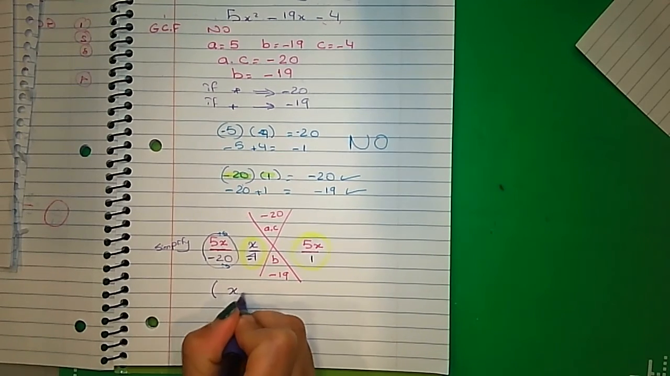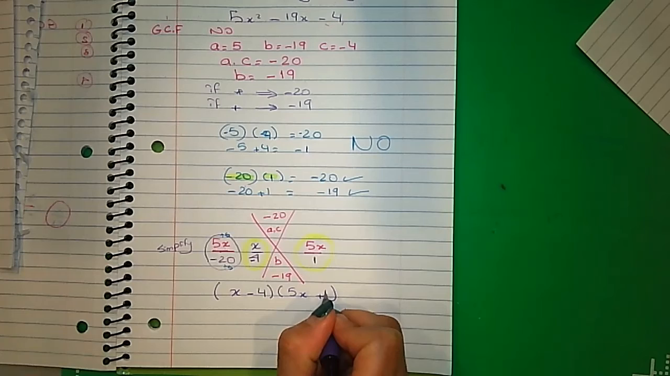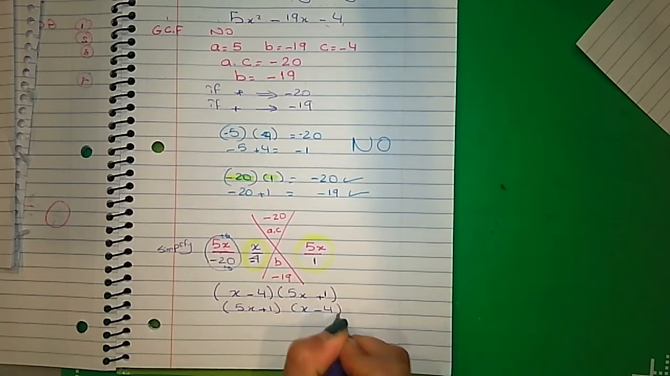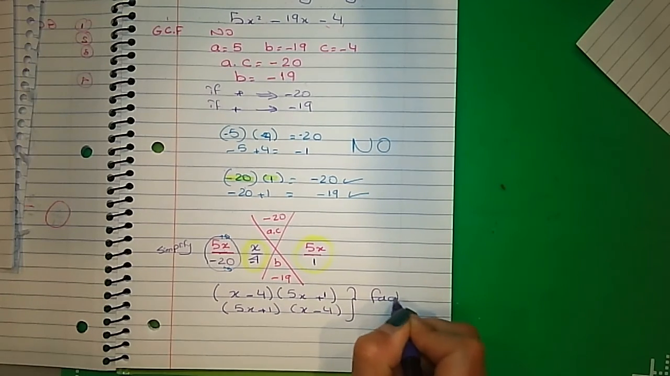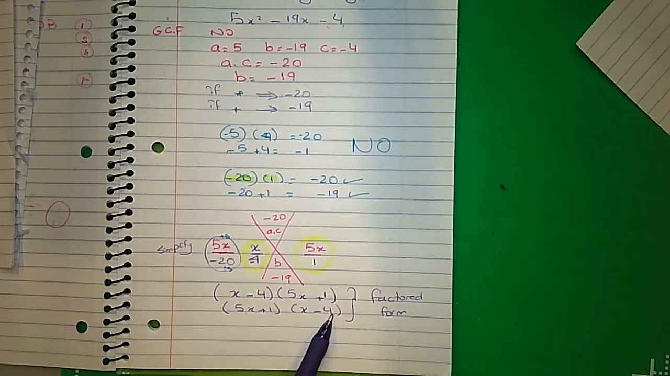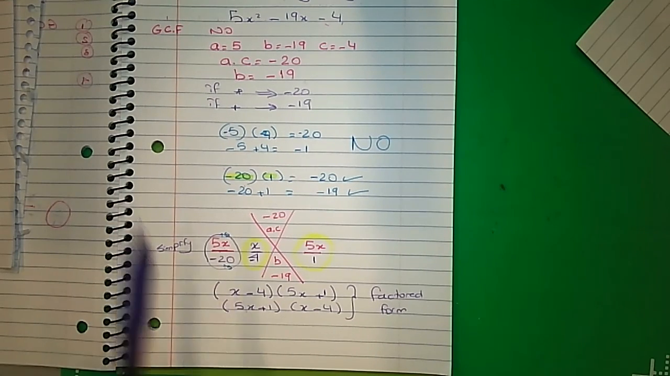And I will get x minus 4 times 5x plus 1, or 5x plus 1 times x minus 4, and we call this the factored form. If I want to check my answer, I can go ahead and do the FOIL or the box method, and you should get the same answer because this is equivalent to the original one. It's just in a different form. That is called the factored form.